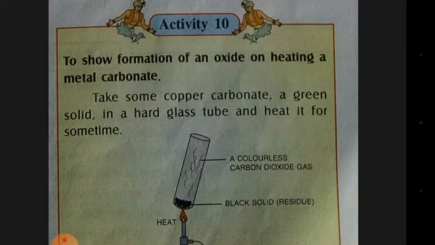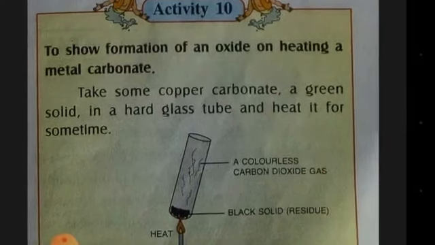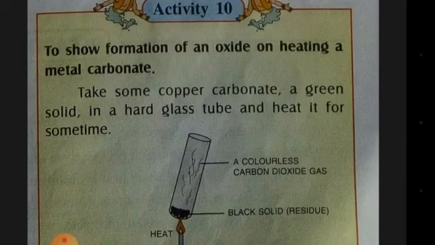So here in this activity we'll learn how metal carbonate on heating gives oxide. Take some copper carbonate, a green solid. Copper carbonate is a green solid, and you need to take this green solid in a hard glass test tube.